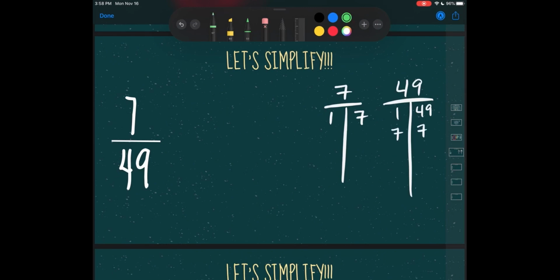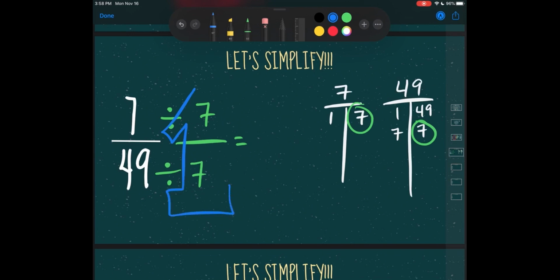Well, when I make my t-chart, I know 1 times 49 is 49. I also know that 7 times 7 is 49, right? So since they do have 7 in common, I can divide both of these numbers by 7. So I'll do 7 divided by 7. And I'll also do 49 divided by 7.